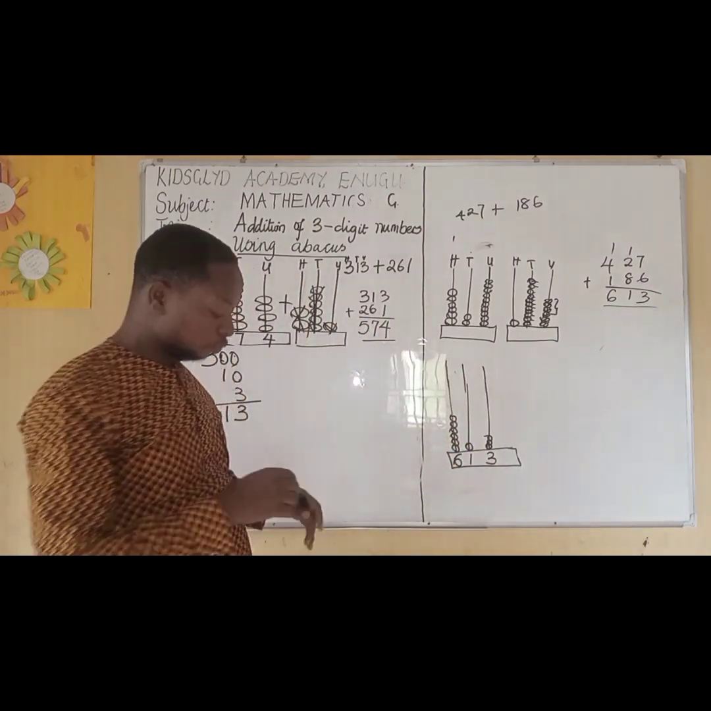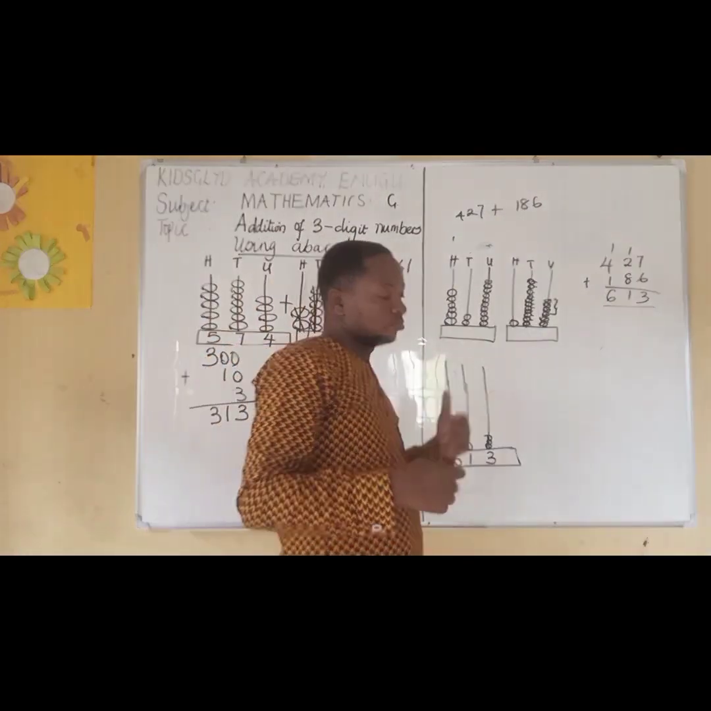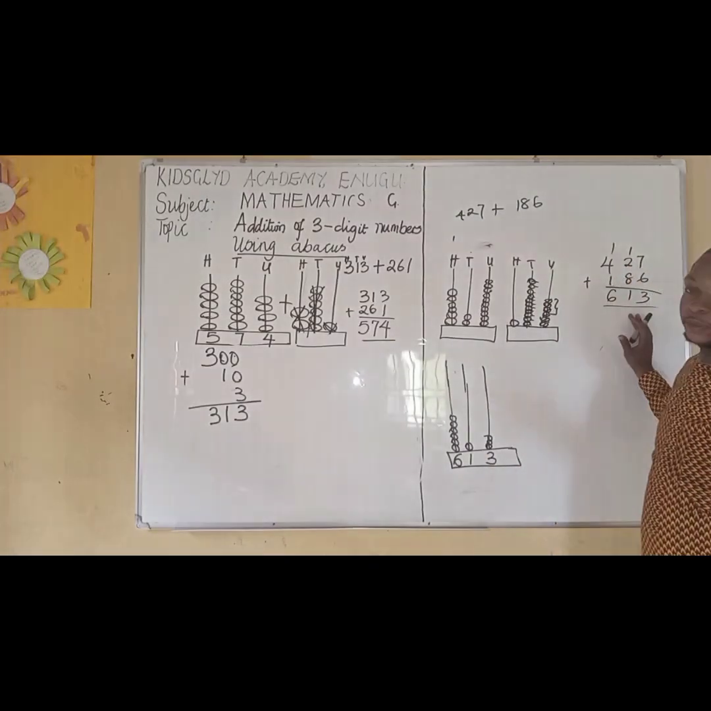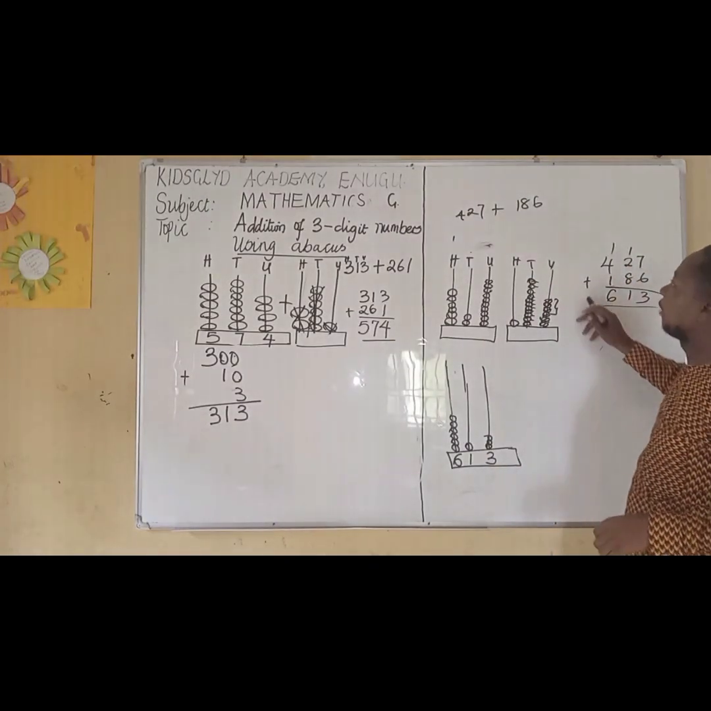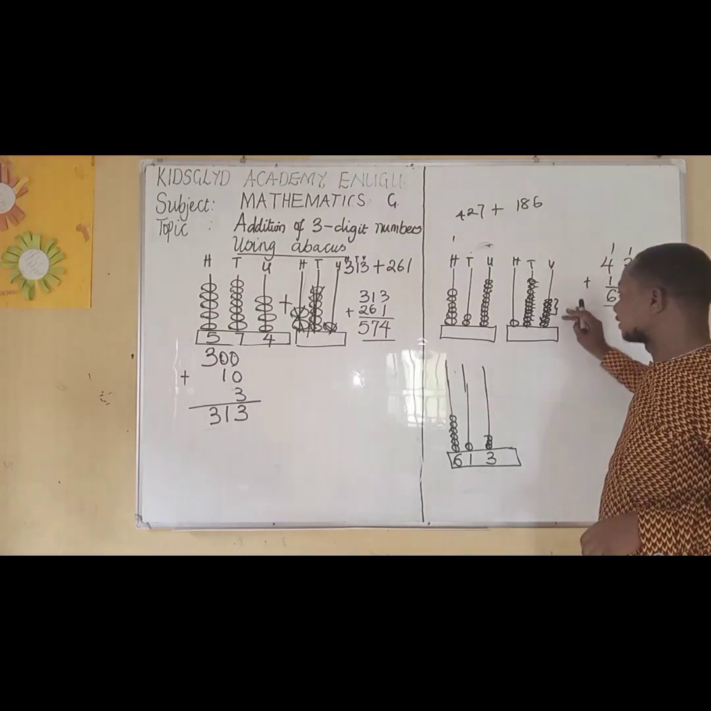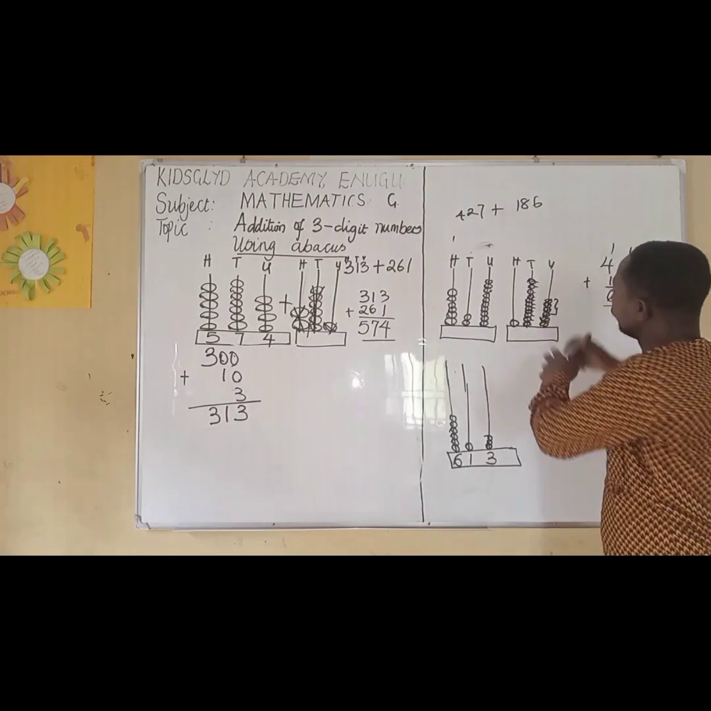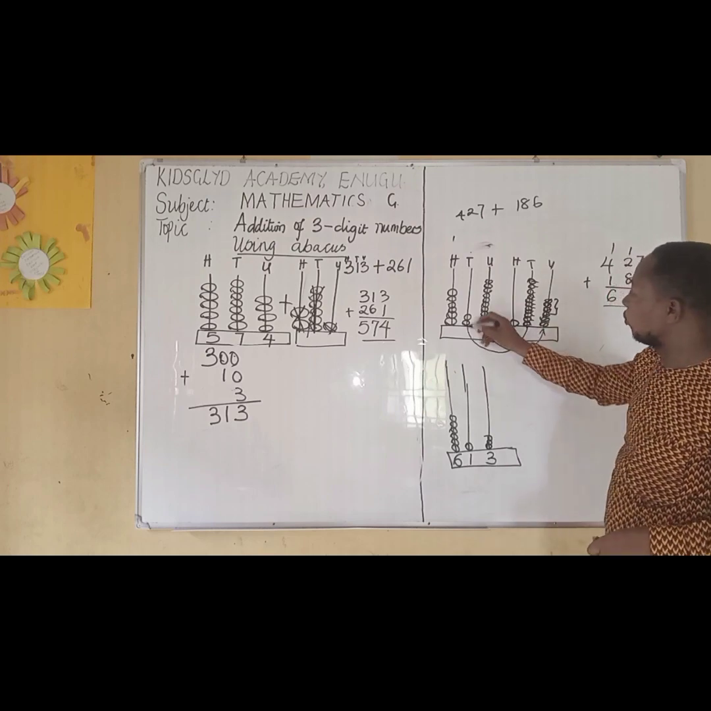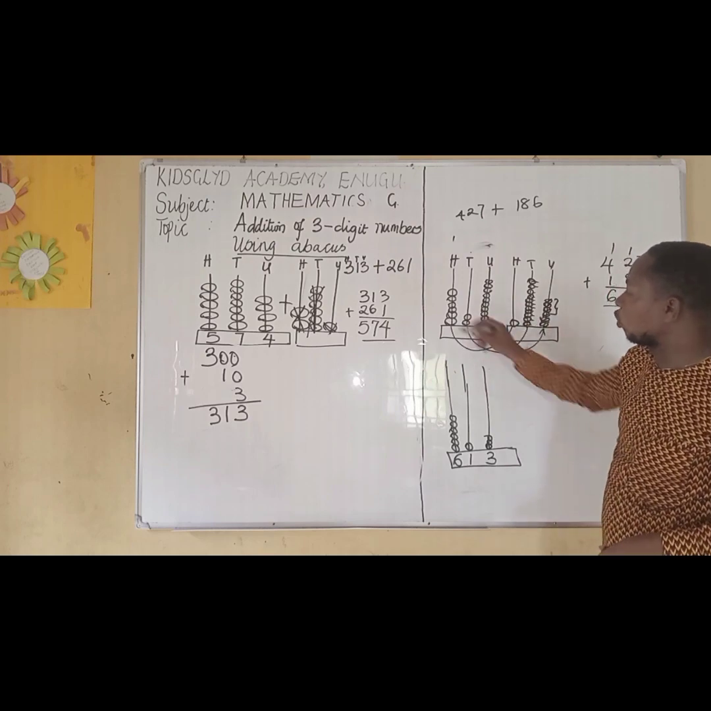So that is how we use abacus to solve simple problems that involve carrying over. I will explain it over again. Initially, we were having 6 here. These ones are supposed to come over to this side. This one will come over here, while this one will come over here.